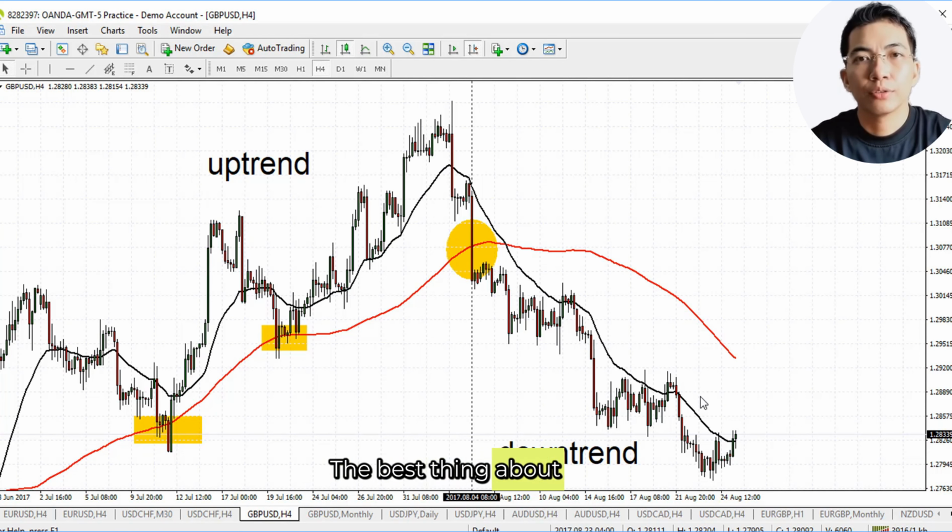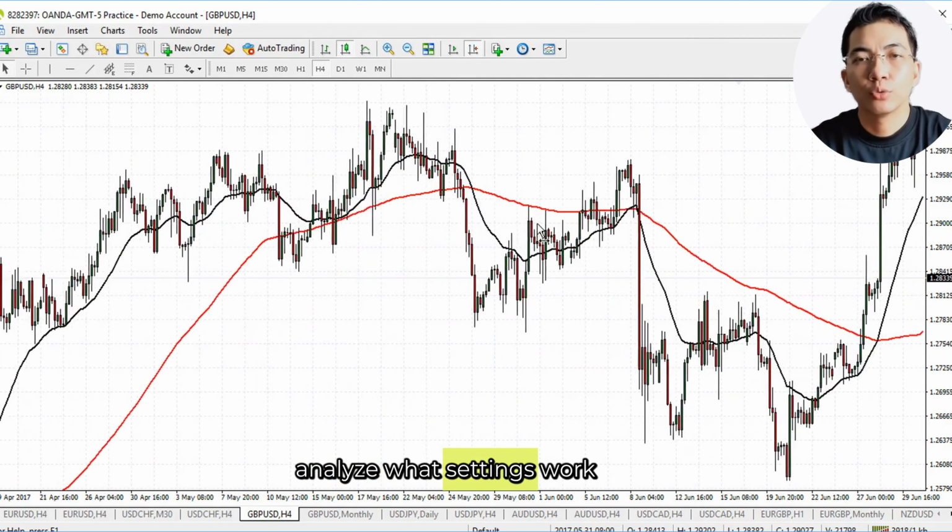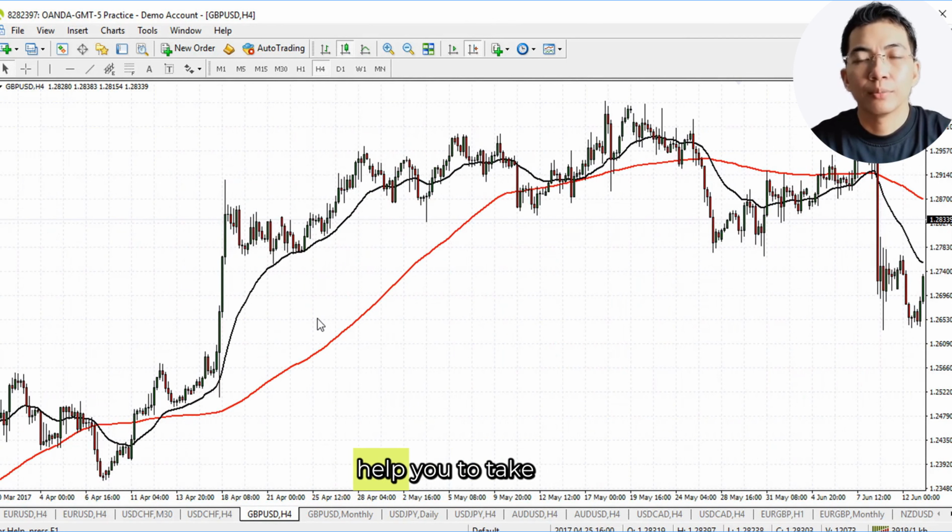The best thing about Forex trading is that you can always go back in the past with the chart and analyze what settings work better for you and help you to take the best decisions on the market. So you analyze past charts and see that the moving average with 24 candles doesn't work for you. You can have a look at 100 period then, or you can switch to another type of moving average.